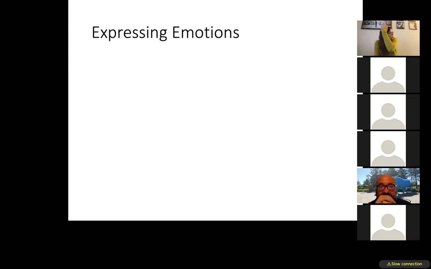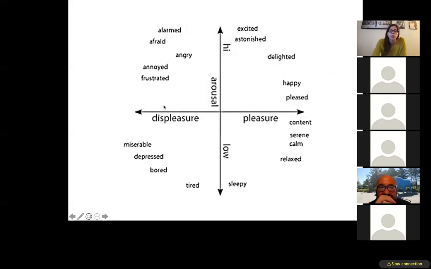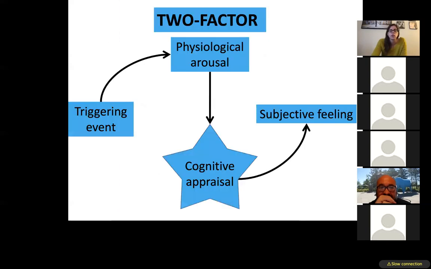The next two, the Cannon-Bard and the two-factor theory, I think people don't really talk about as having as many problems, although I think people now thinking about emotions in the two-factor way makes more sense. So this is even closer to what the James Lange theory was saying, but there's some cognitive appraisal here.